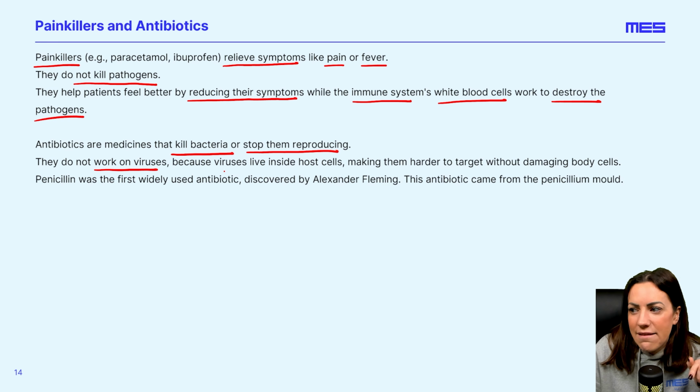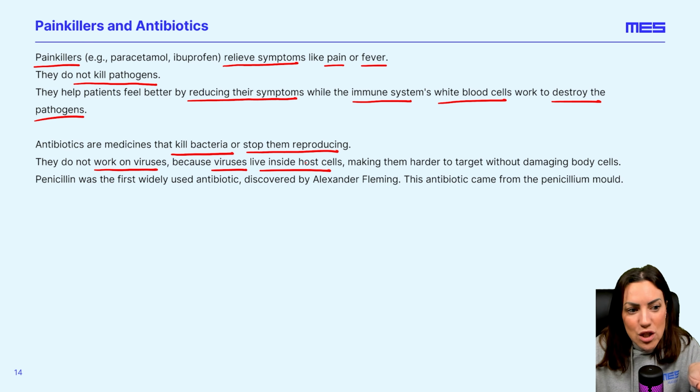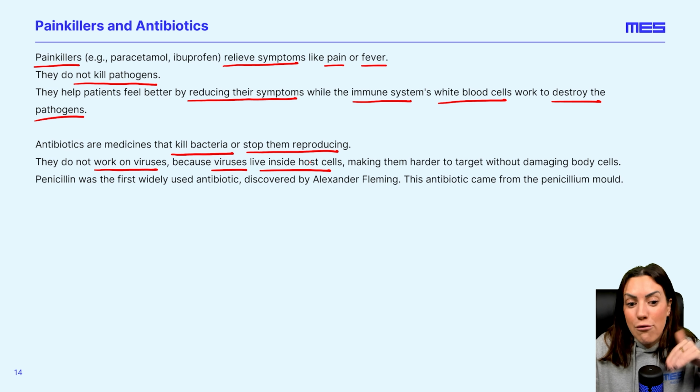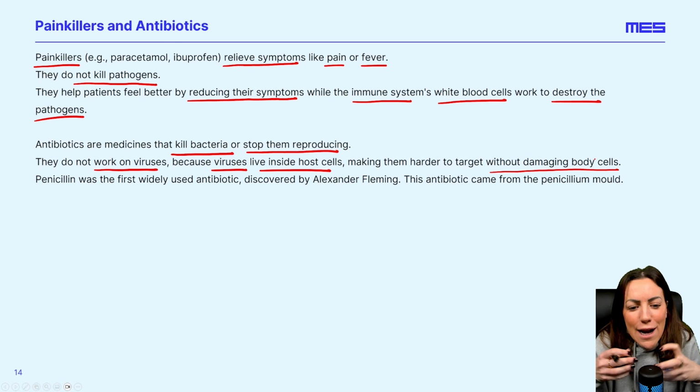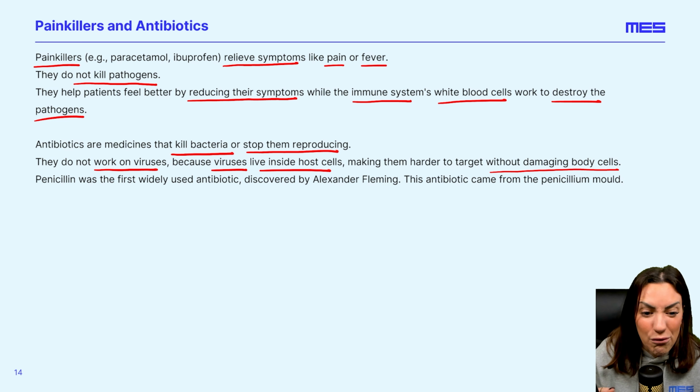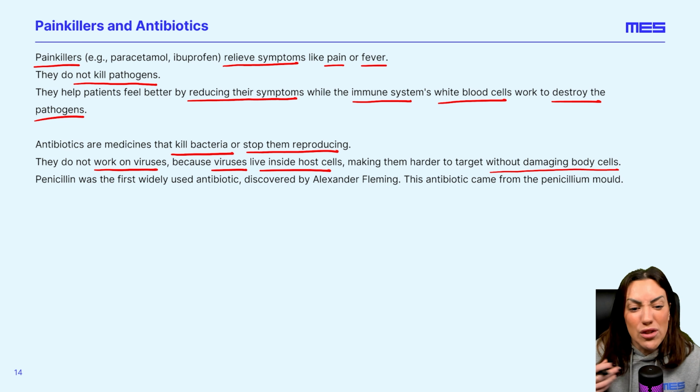This is because viruses live inside your host cells. As we've said earlier, they replicate inside your cells. So the antibiotics cannot actually reach them without damaging your own body cells. So they're kind of hiding, right, within your host cells where they replicate. So the antibiotic cannot reach them. Remember, viruses are also not cells. So they don't have any of the cell components that an antibiotic would target anyway.